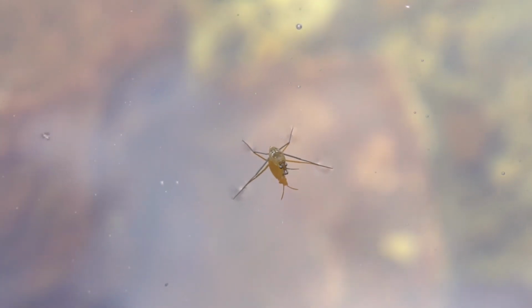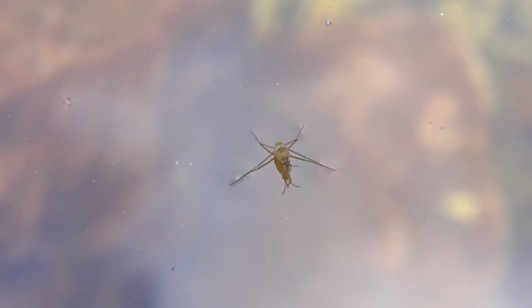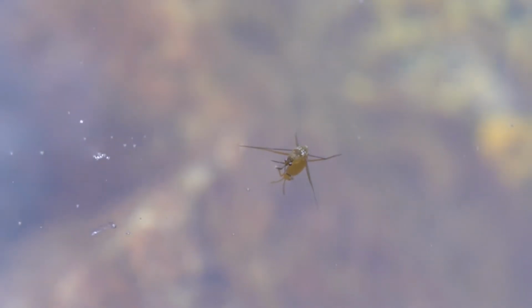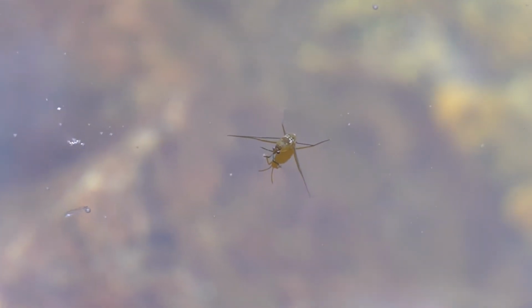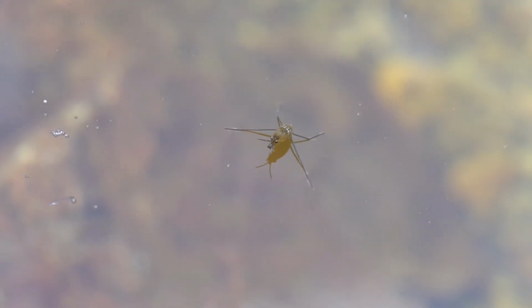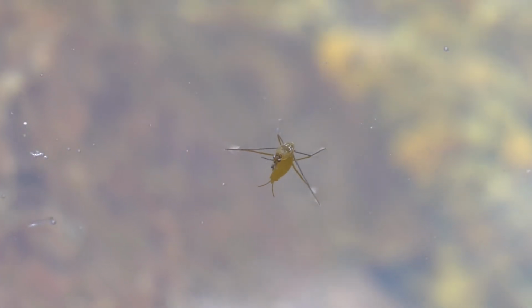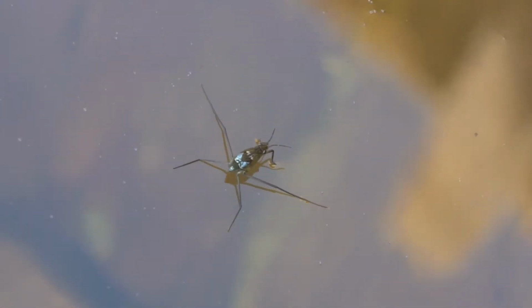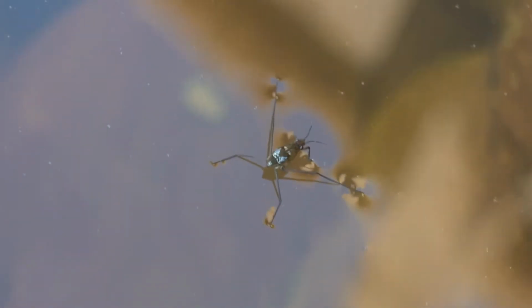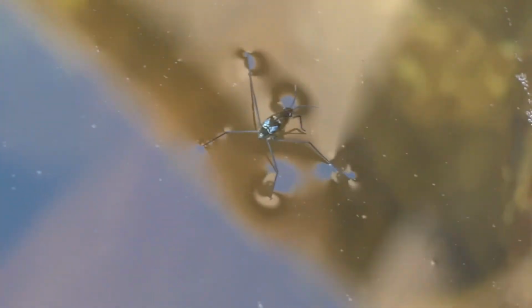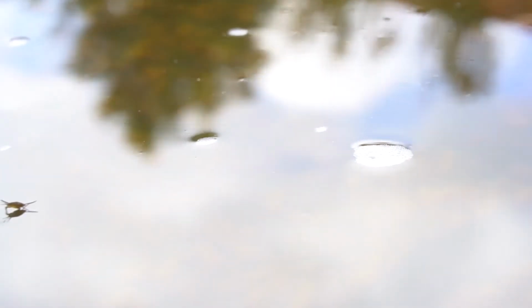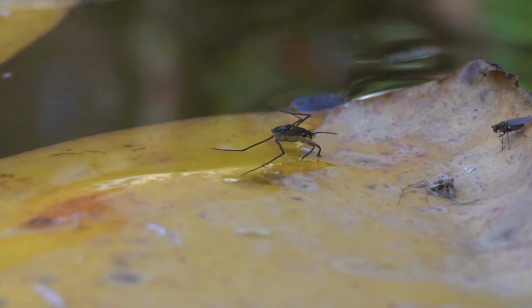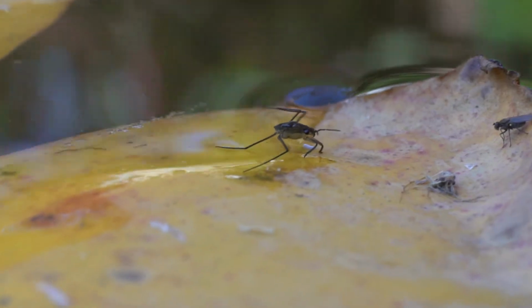Pond skaters are covered in thousands of microscopic hairs. These hairs repel the water, and means that when they spread out their weight with their long legs, they can walk on the surface. Their legs are also used to propel themselves forward. The middle two are used for rowing, while the back two act as rudders which control the direction. The short legs at their front are for grasping other insects.